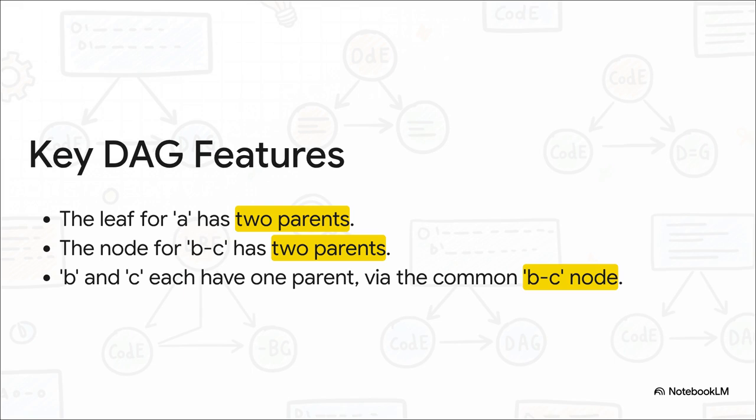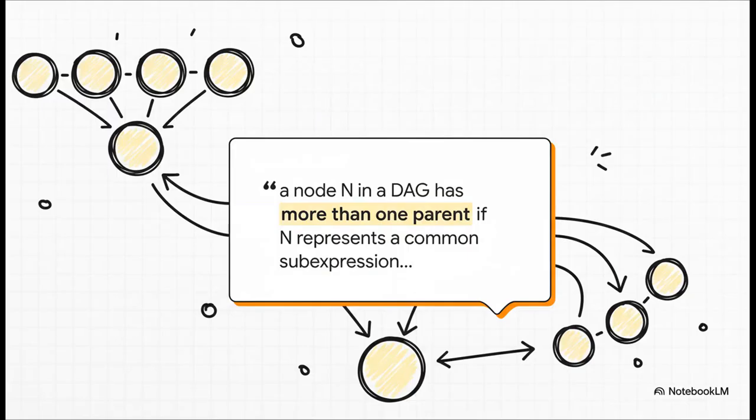And the exact same thing is happening for the node that represents b minus c. It's calculated 1 time, and both parts of the expression that need it just point to that one result. This is reuse right here. The source material just nails it with this quote. This one single change, letting a node have multiple parents, is what turns a clunky, inefficient tree into this sleek, optimized DAG. It's the whole idea in a nutshell.